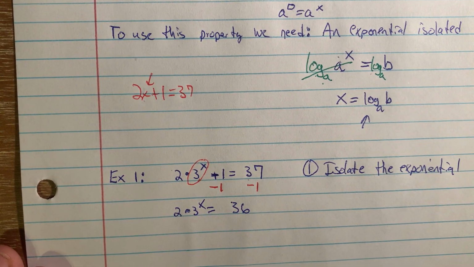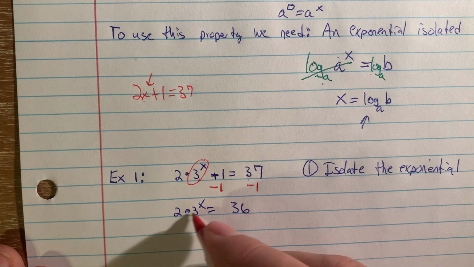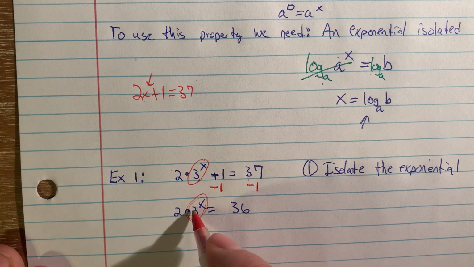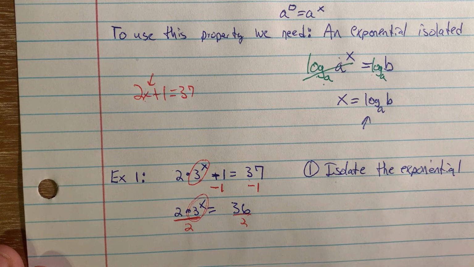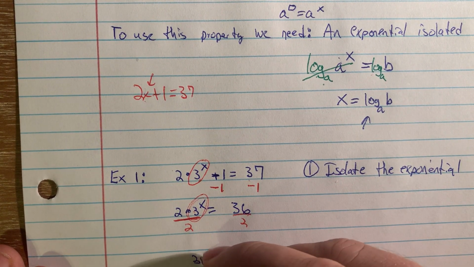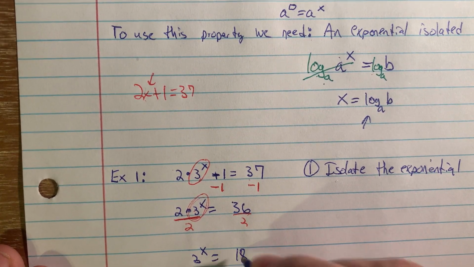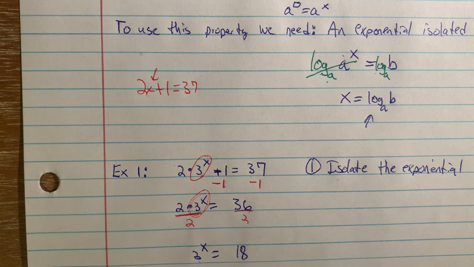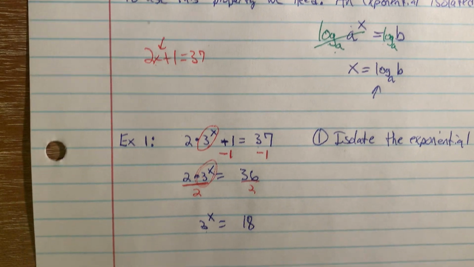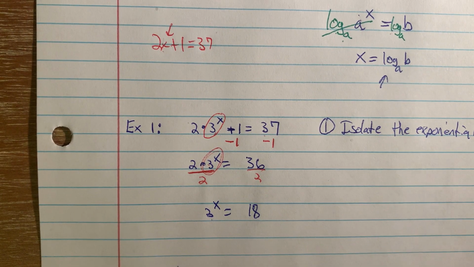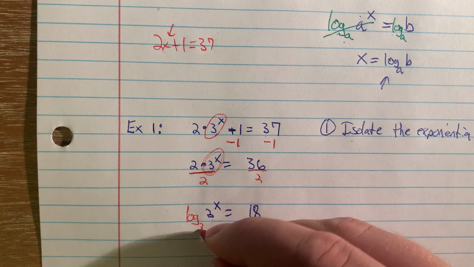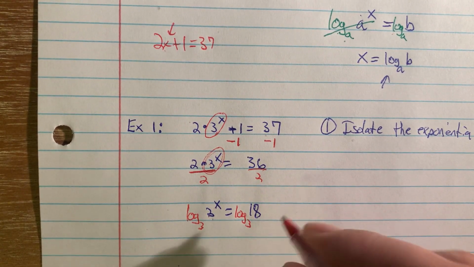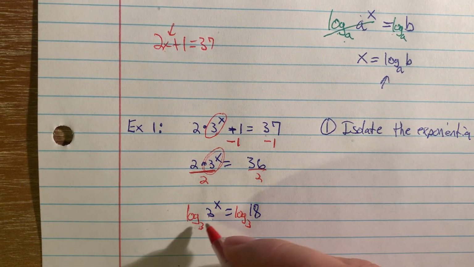Now we can divide by 2, because we still haven't gotten this exponential by itself, and the exponential is getting multiplied by 2. So we're going to divide by 2. And in this case, we've now gotten the exponential by itself, and the last step will be to do the logarithm with that base on both sides. This is 3 to the x, so we need to do log with what base? This has to be log base 3, on both sides.